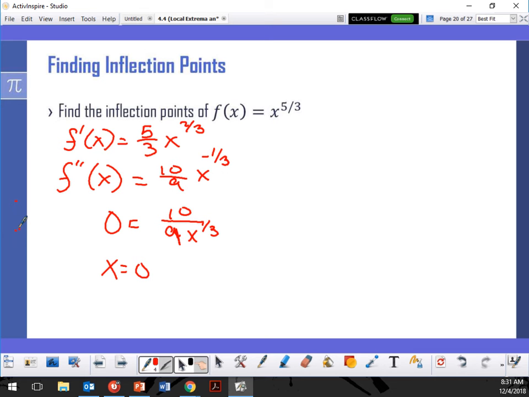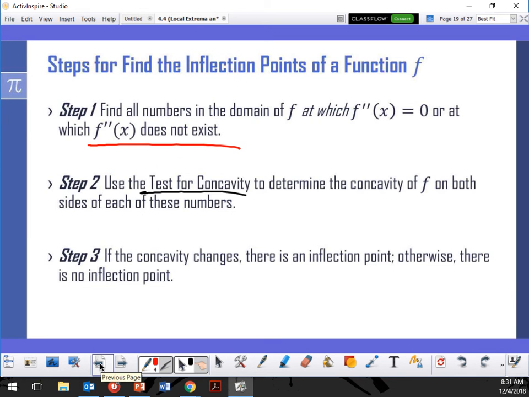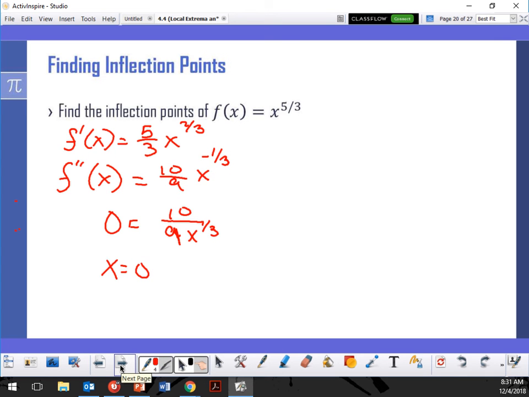So this is going to be the point at which I'm testing for concavity, because if I go back to my checklist, it's f double prime equal to 0 or at which f double prime does not exist. Right here we have f double prime not existing, right? Okay, so let's check numbers here. So on a number line, I have 0.